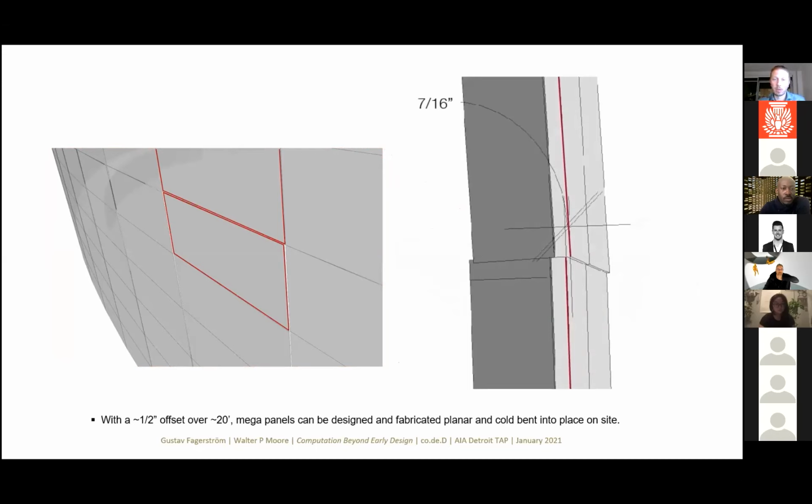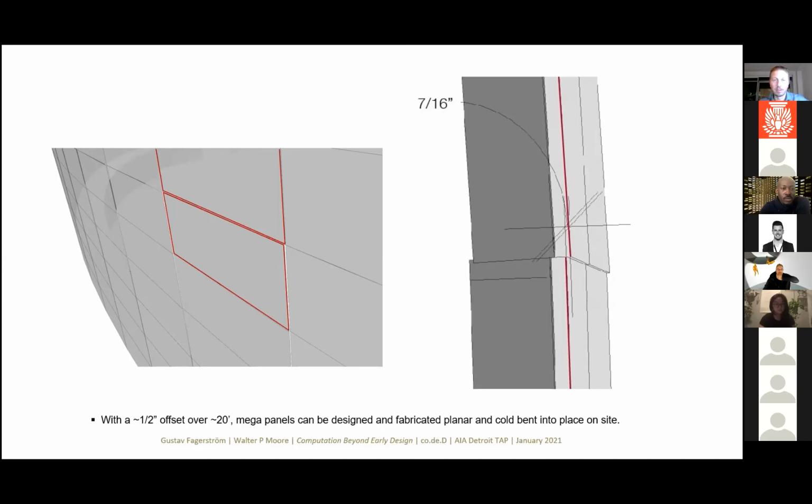Luckily, I'm jumping the gun here a little bit, the client did agree that that wasn't going to be an issue once it was put into context how little this fourth corner pokes out. And more interestingly, the eventual fabricator contractor, who we didn't know at the time, just decided that they would cold bend these panels into place. So you see the note at the bottom there: with a 1/2 inch offset over 20 feet, the warping is so little that you can just force it into place on site. So that's what they did.